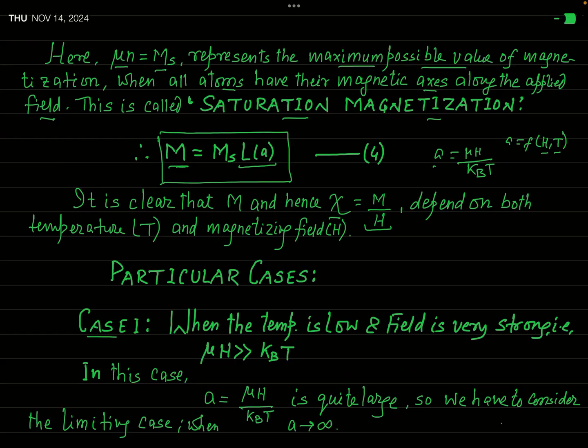In the first case, we consider that temperature is low but field is very strong, very high. If temperature is low and field is high, in other words, you can also say that we are going to consider mu H is much greater than kB times T. It means H is very strong, very large, but T is very small.